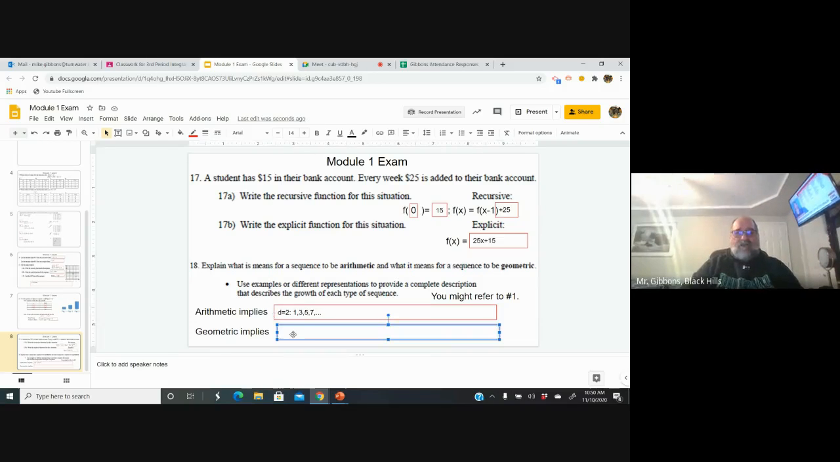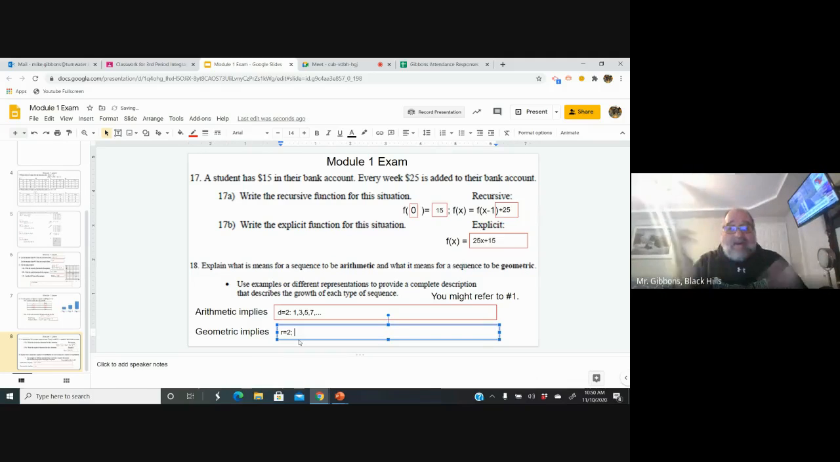Now, geometric does not have a common difference. It has a common ratio. So let's do something like a common ratio of 2 right there. And how about we start with the 1 again? Now, instead of adding 2, I am multiplying by 2. So 1 times 2 is 2. 2 times 2 is 4. 4 times 2 is 8. 8 times 2 is 16. And I can keep going as far as I want. All right? But that's it.